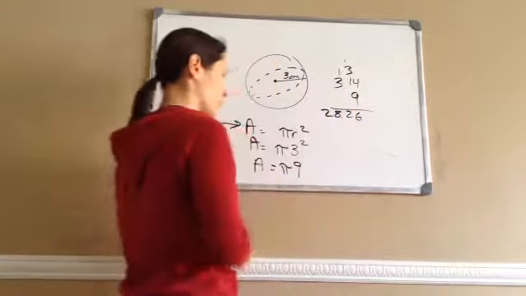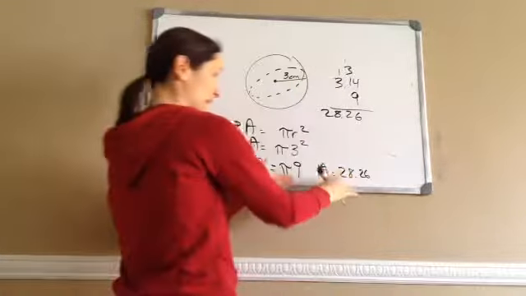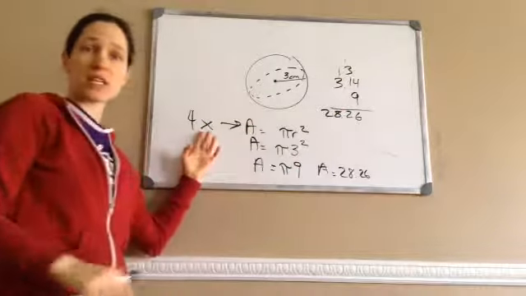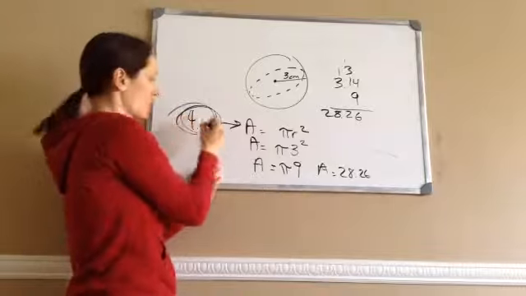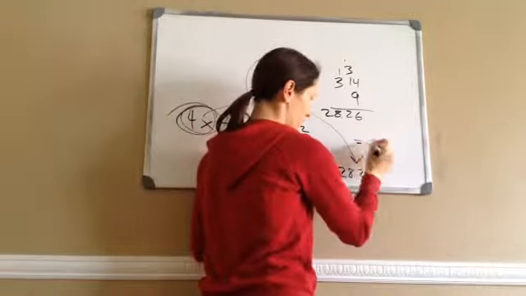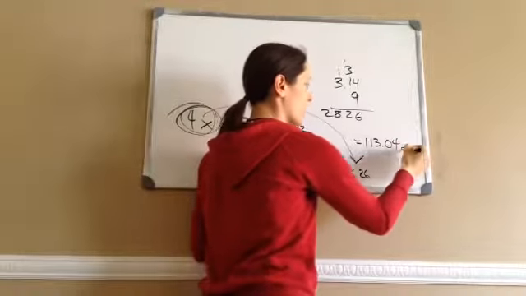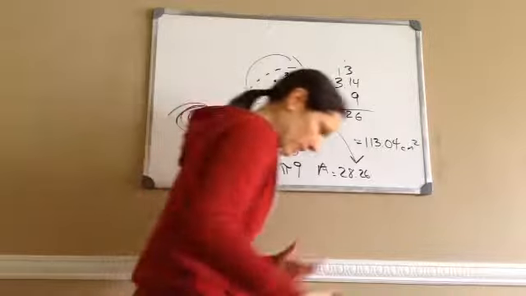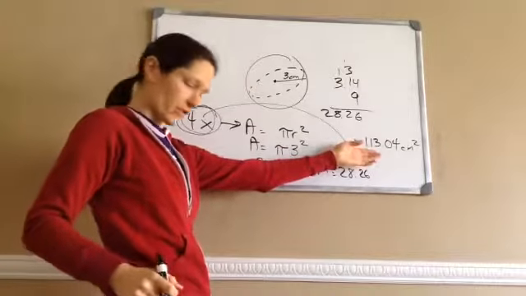28.26. So area equals 28.26. But that's just the area of a circle. What did I tell you the surface area of a sphere is? It's 4 times that. So 4 times that is what? 113.04. Very good. 113.04 centimeters squared, or meters squared, whatever the unit is. Okay? Final answer for a sphere.